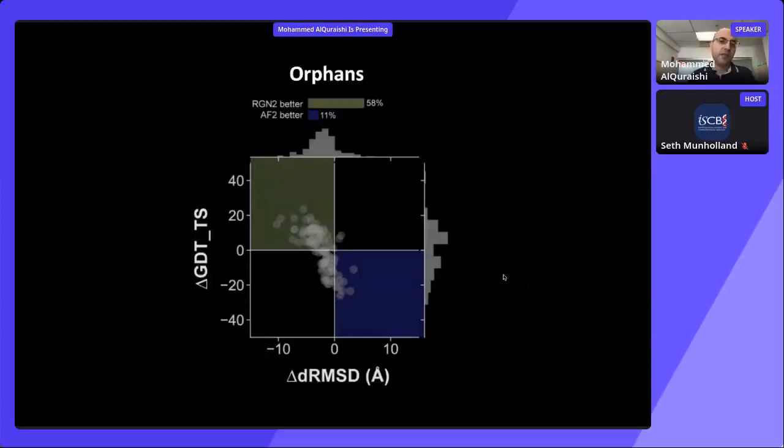So now I'm showing the results comparing AlphaFold2 and RGN2 on orphan proteins. Just to orient you, we're using two metrics, GDT_TS and dRMSD. When we're in the top left quadrant here, in the dark greenish region, this is where RGN2 does better on both metrics. Conversely, in the bottom right, the dark blue, this is where AlphaFold2 does better on both metrics, and then there's a split in the middle. In terms of this region, at least 58% of the predictions RGN2 is better on, and 11% AlphaFold2 is better on.